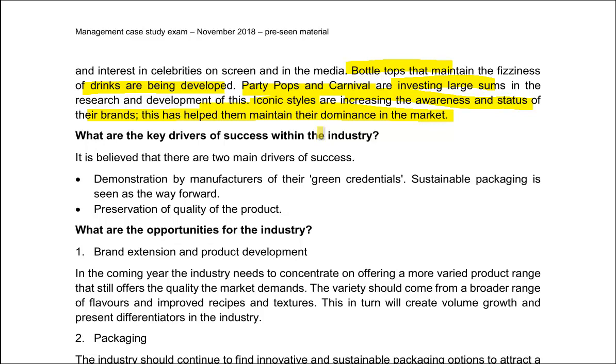Just throwing the idea out there. I actually haven't seen an MCS question that covers that yet. However, it's not out of the realm of possibility. So it could be the pros and cons of accepting investment or acquisition by Party Pops or Carnival and seeing where that would leave the business as a whole.